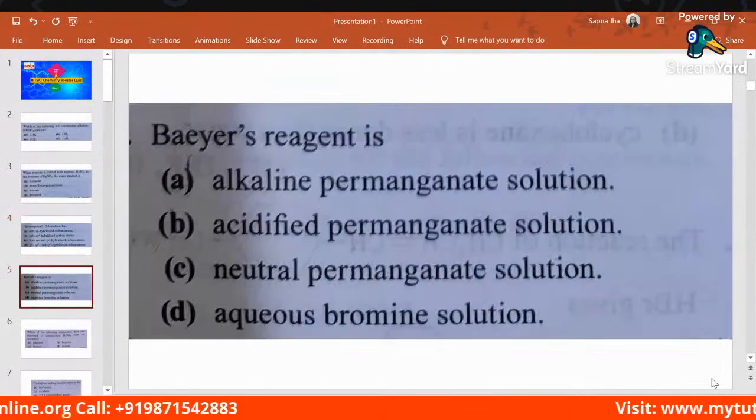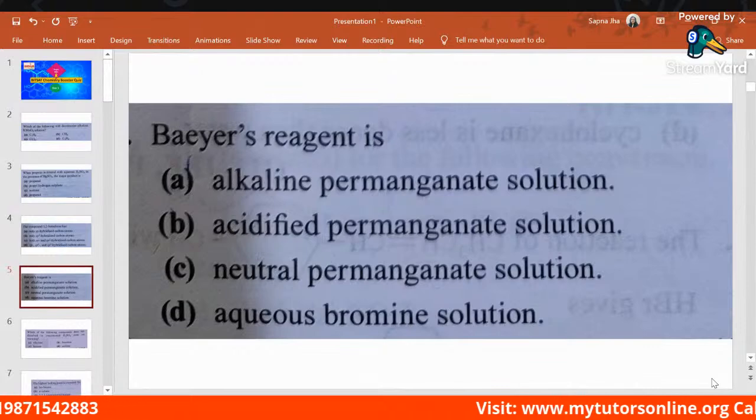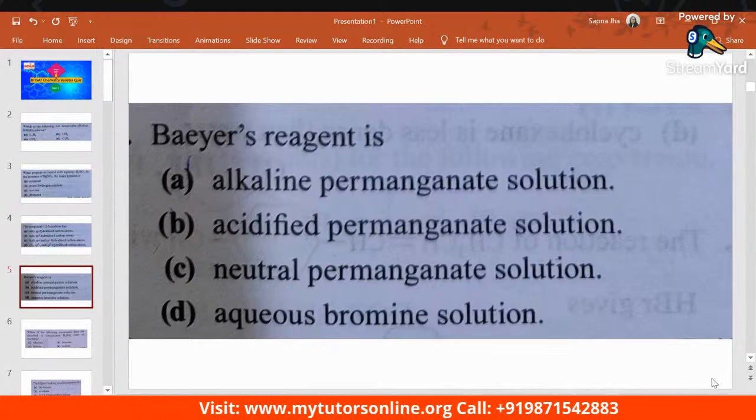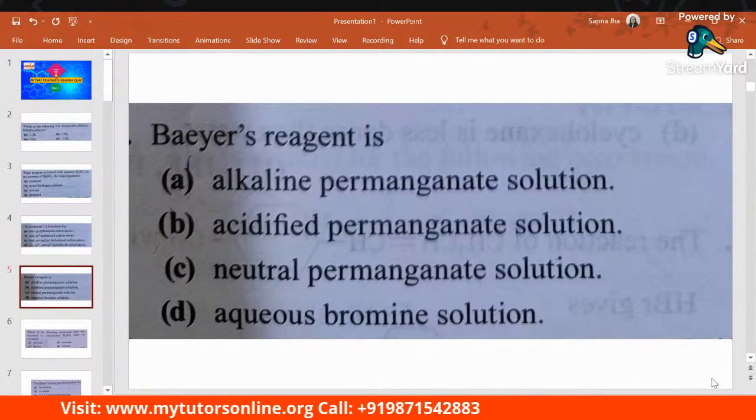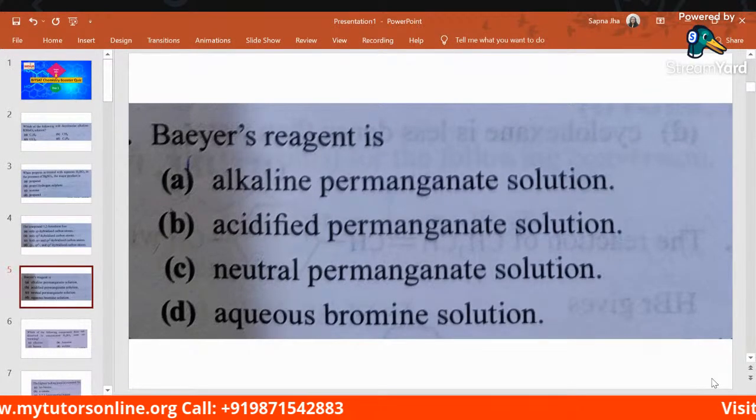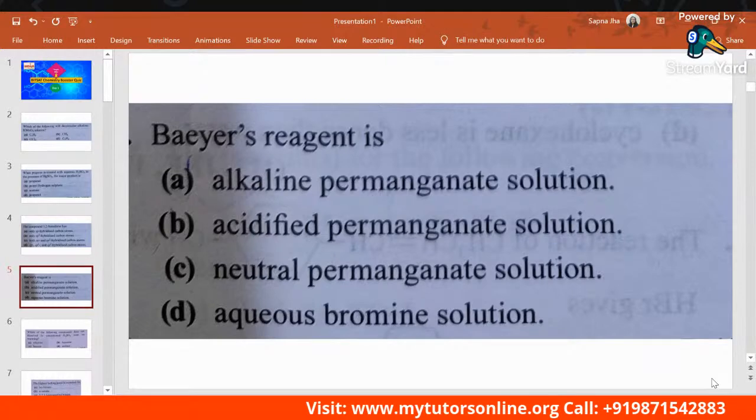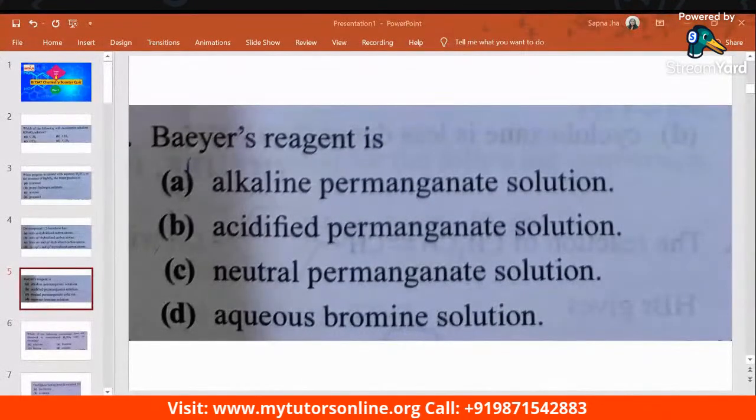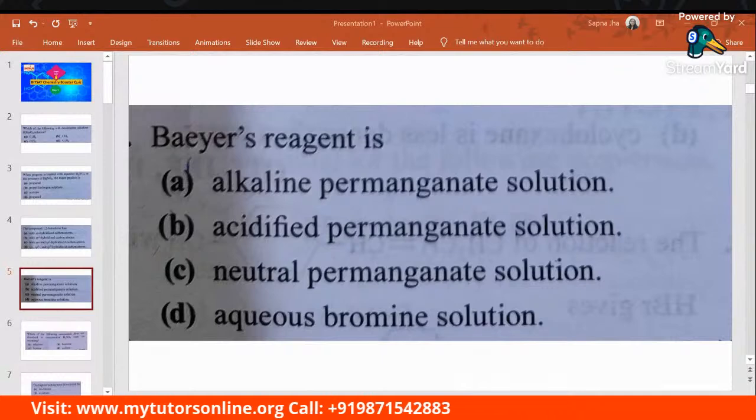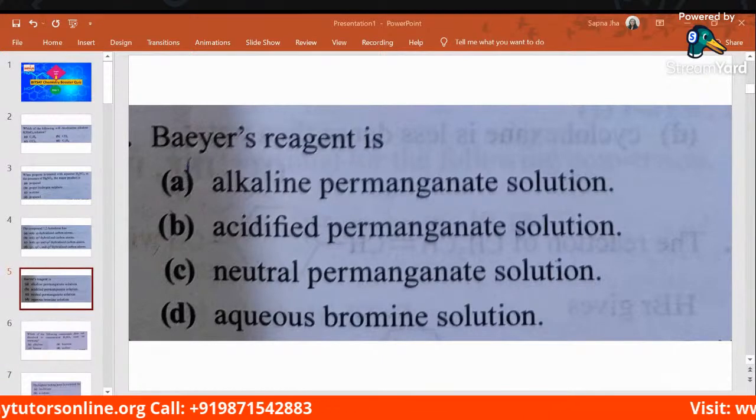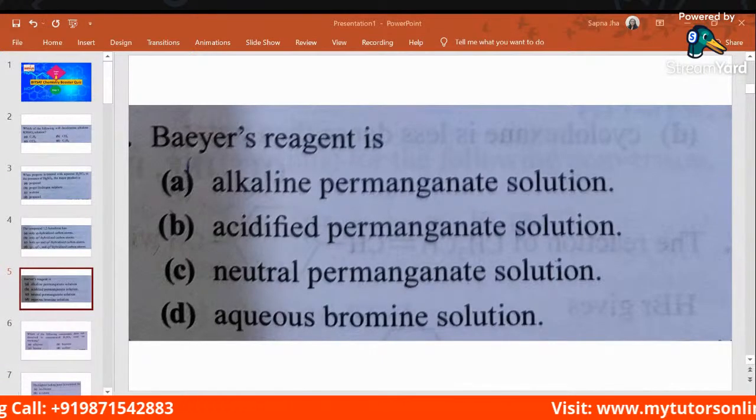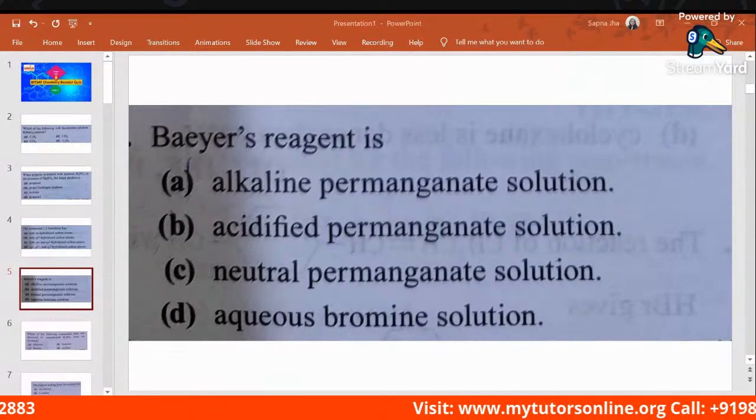Right. Next question. The question is very simple. I think everybody would be doing it correct. The question is, Baeyer's reagent is alkaline permanganate solution, or acidified permanganate solution, or neutral permanganate solution, or aqueous bromine solution. Fast, fast, fast. This is a very easy question.